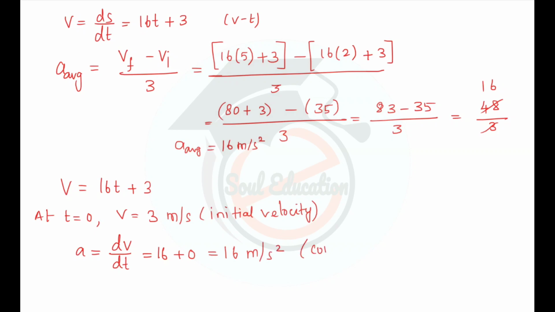This is a constant value, which is not varying with time. As time increases, there is no change in the acceleration. This is the constant value. So even if we look at the average acceleration value, it will be 16 meter per second square. So the instantaneous acceleration is 16 because it is constant acceleration; at every second the acceleration is 16 meter per second square. I hope you understand. So the initial acceleration is also the same, 16 meter per second square.